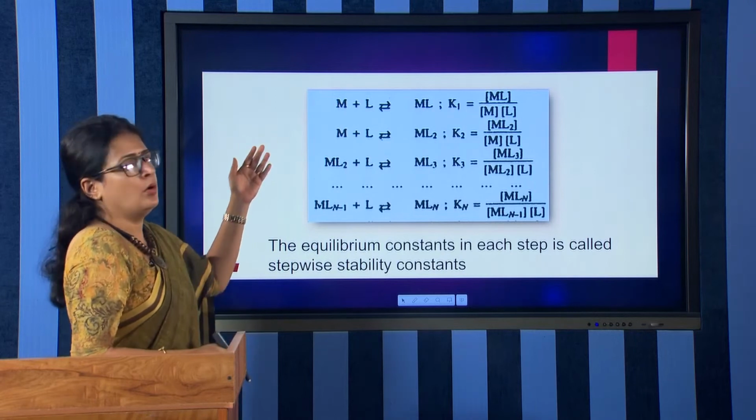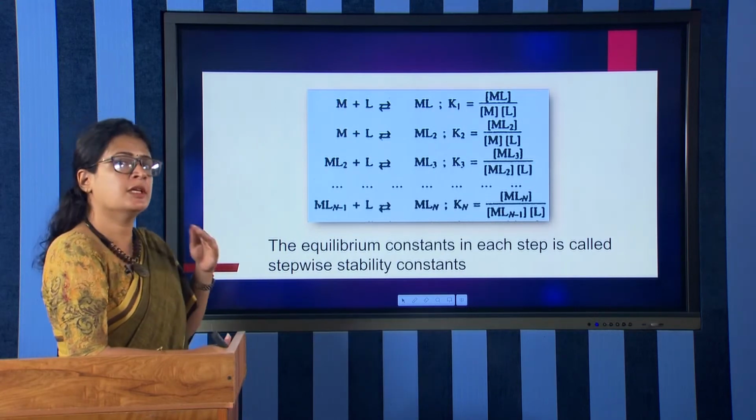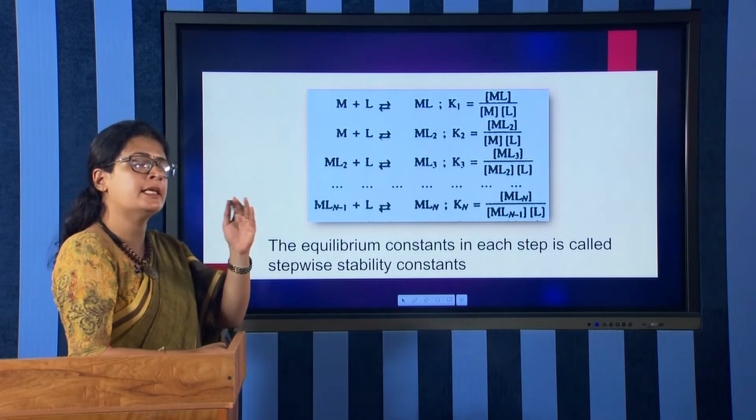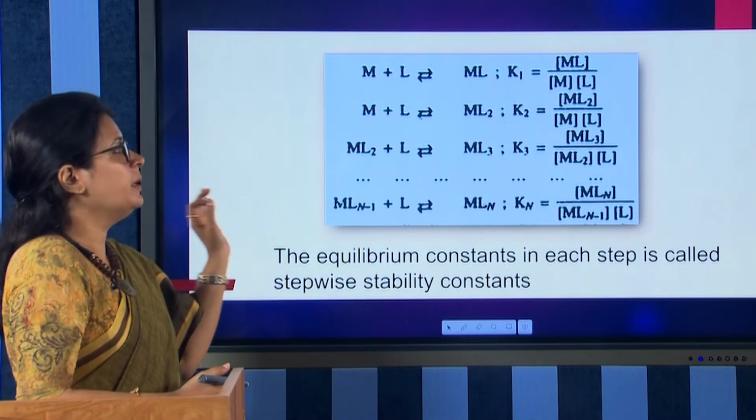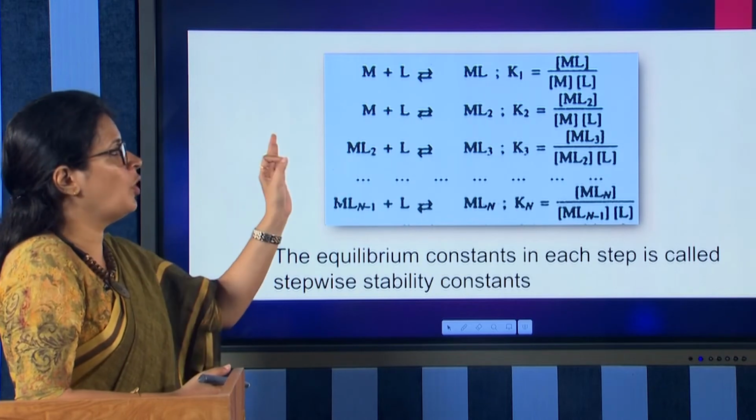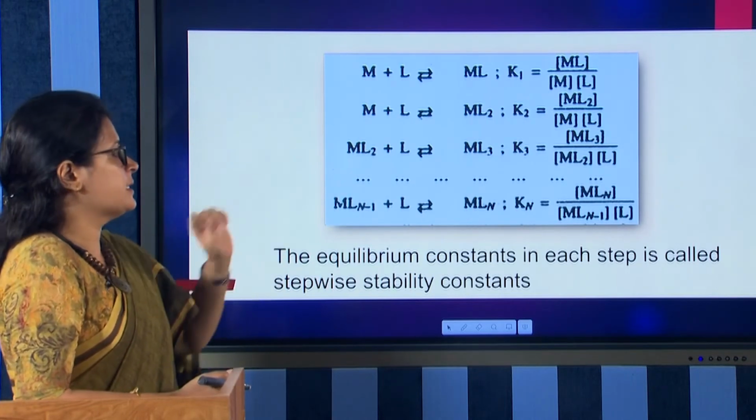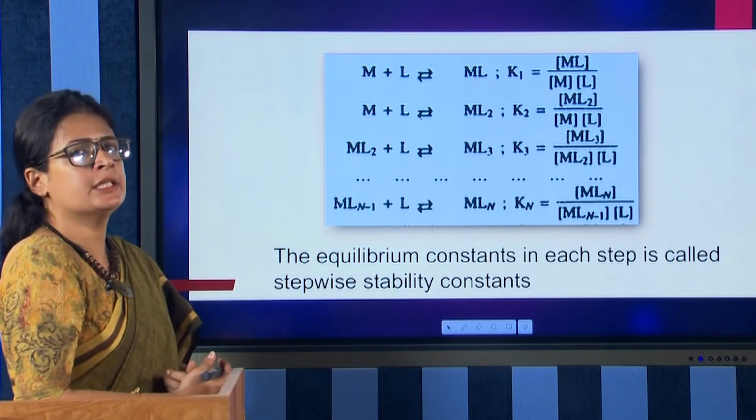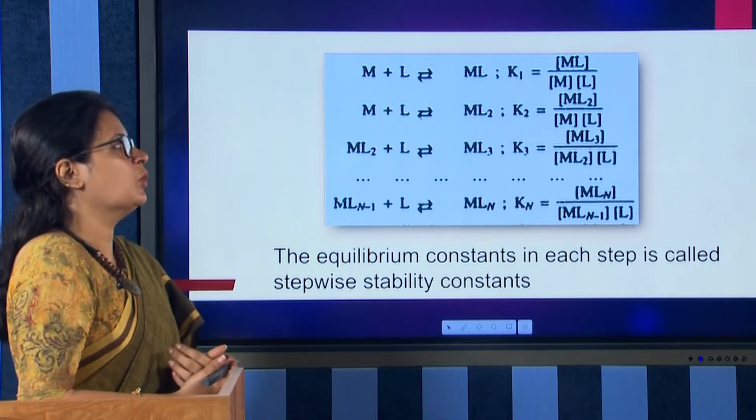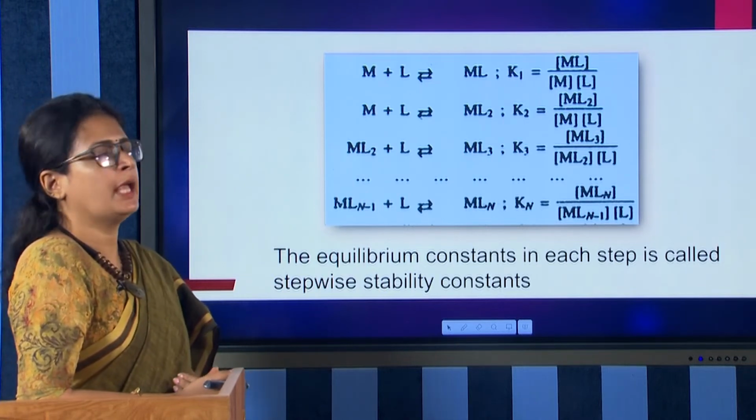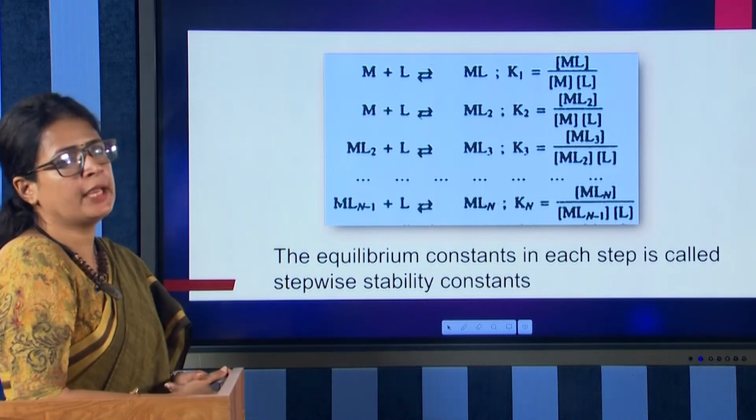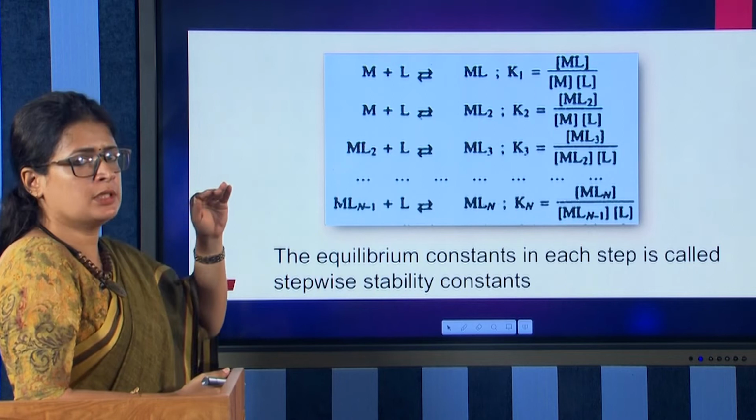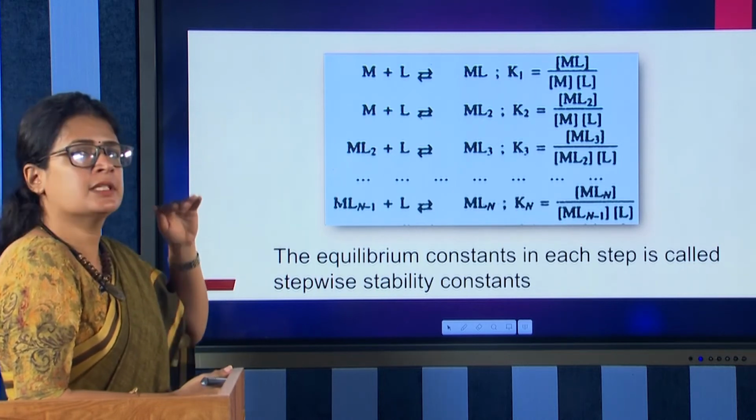Suppose the complex formation takes place in several steps. First, a metal combines with a ligand to form ML, and in the first step you have the stability constant K1 equal to the concentration of ML divided by the concentration of M into the concentration of L. That is the first step.